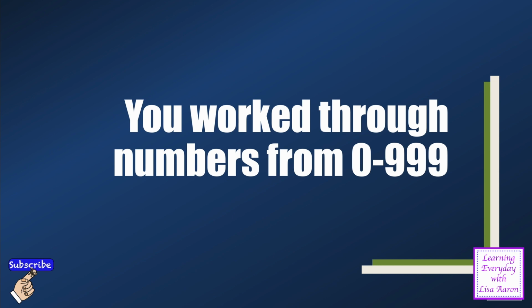You worked through numbers from 0 to 999. You learned that a place value chart is a very useful table format that helps us in finding the place value of each digit based on its position in a number. From this lesson, you gain knowledge and understanding that the position of a digit in a number determines its value. Although 0 may not have a quantity, it is important as a placeholder and needed.